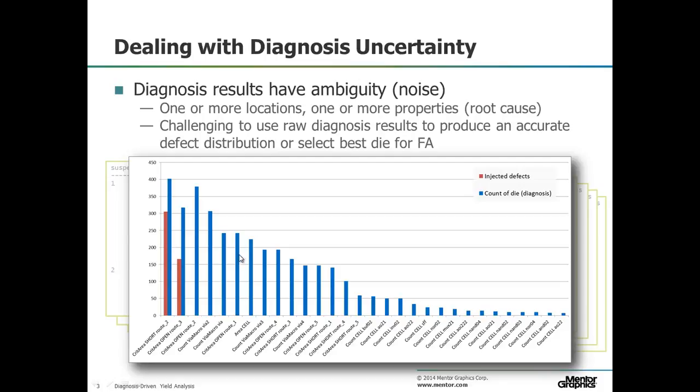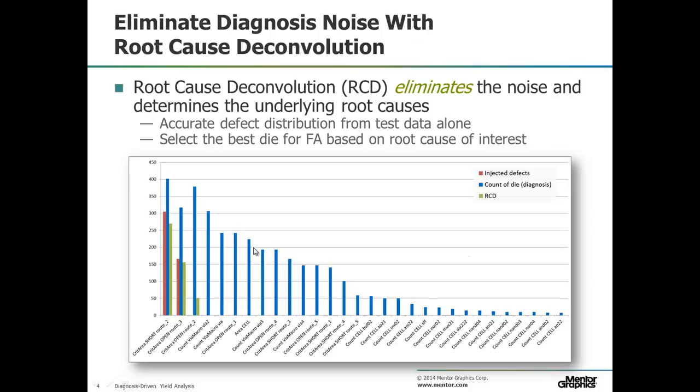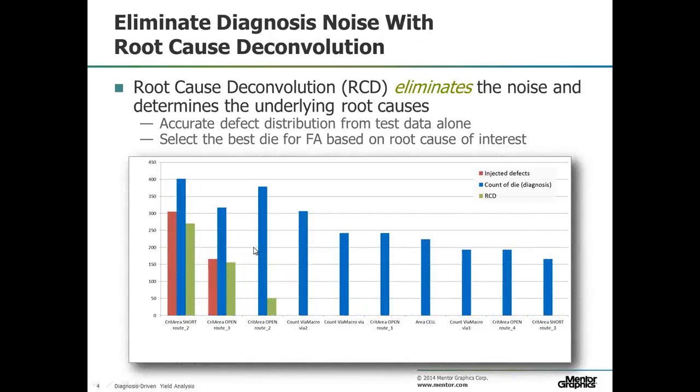The results from the diagnosis show the defect distribution is quite different from the real defects injected. A lot of things here, which are represented by the blue bars, are noises. At Mentor Graphics, we developed a new methodology called root cause deconvolution, which uses a specialized algorithm to eliminate the noise and determine the underlying root causes. Also, it helps you to pick the die and a suspect for failure analysis.